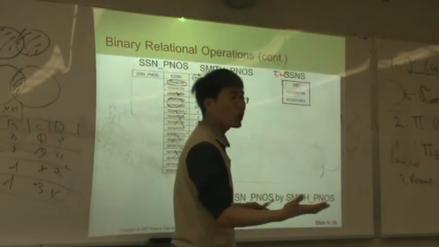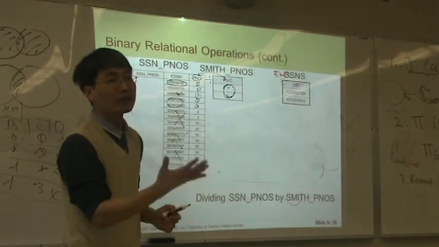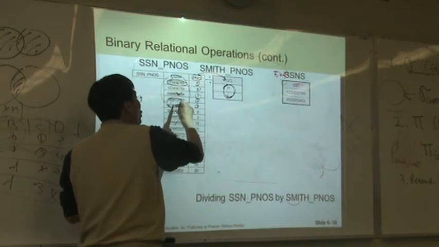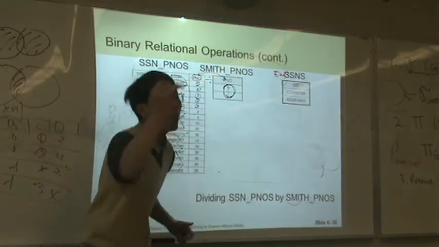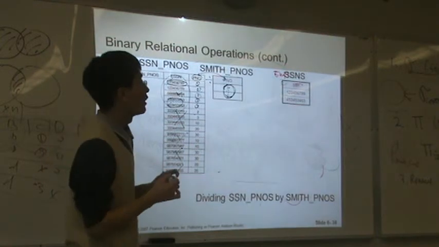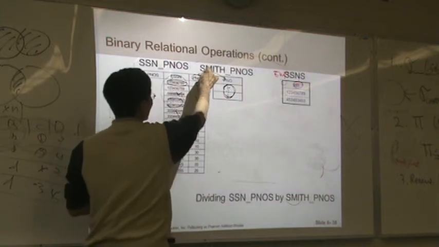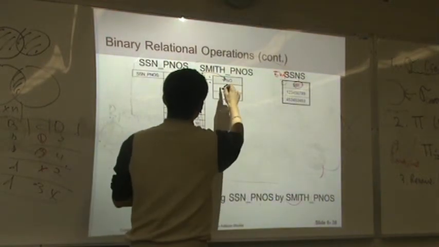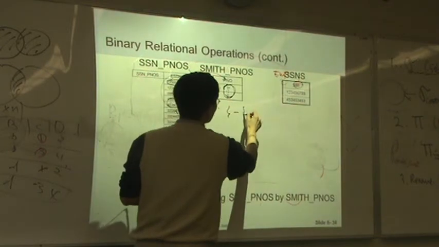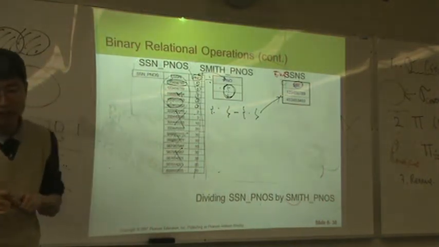So division is not actually division as in your math. Division means we try to return all tuples that include all of the denominator. At this time, what is the attribute? The attribute is the set of attributes of the numerator minus the set of attributes of the denominator. That is the SSN. This is a division.